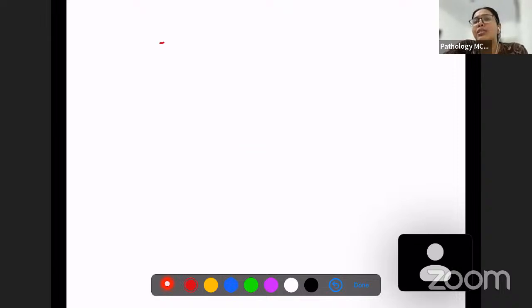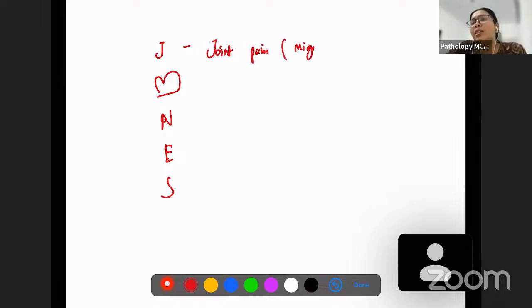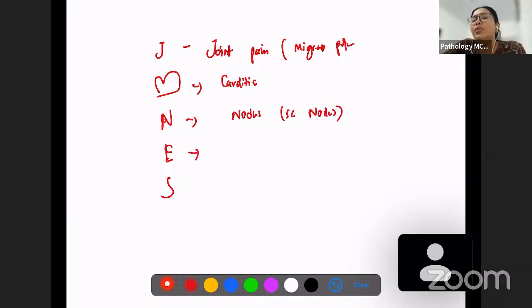Okay, so I'll tell you a mnemonic to remember this. Instead of the O, I'm going to write it like a heart. J is for joint pain, which is for migratory polyarthritis. The heart is for carditis. N is for nodules, subcutaneous nodules. E is for erythema marginatum. S is for Sydenham's chorea.